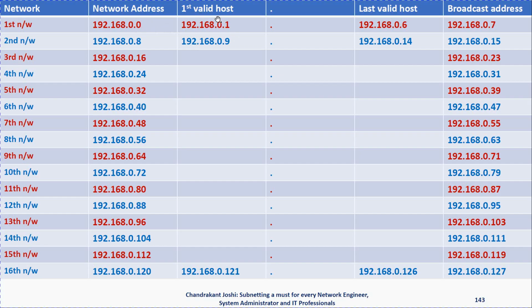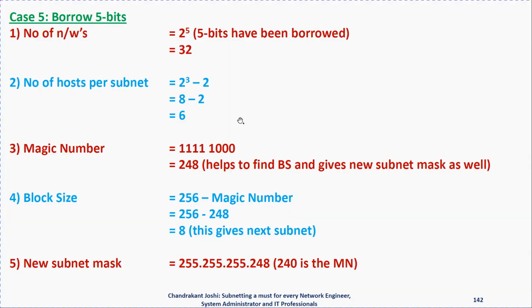Likewise, one more than the network address would be the first valid host address, and one less than the broadcast address would be the last valid host address. So from 1 through 6 there will be totally 6 hosts. Likewise from 9 through 14, both inclusive, there will be 6 hosts. So we got it according to the formula. We already got 32 subnets, 6 hosts, and from the block size we already calculated these different subnets, and this would be the new subnet mask for each of these subnets.